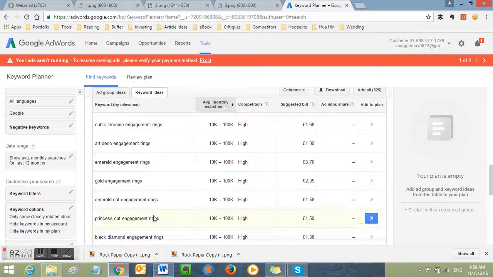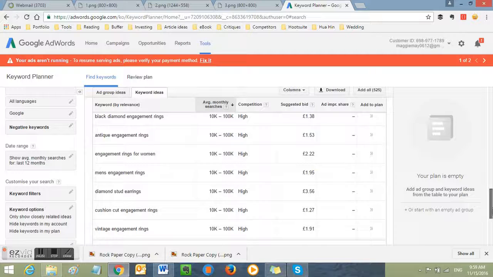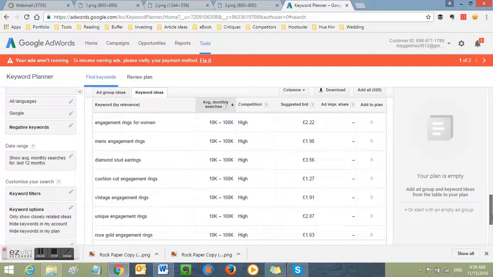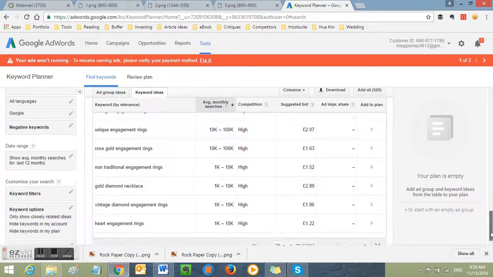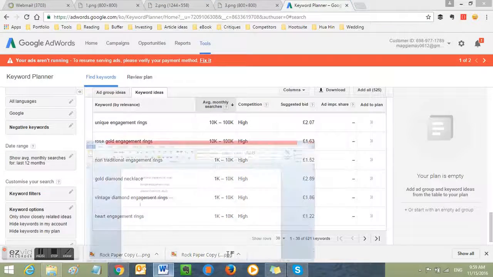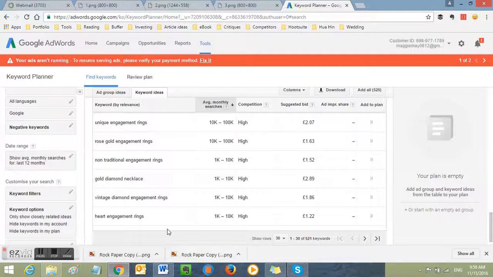Okay, we're going to put vintage engagement rings, because the vintage market is still going very strong. Vintage engagement rings, and there was another keyword about necklace, so we're going to save it as well. Gold diamond necklace. Lower search volumes, but still worth our attention. Now we've got the list ready. About 6 keywords. You can put as many as you want.